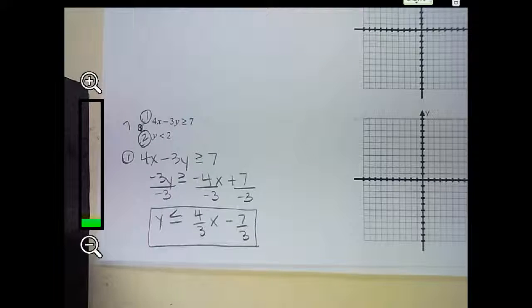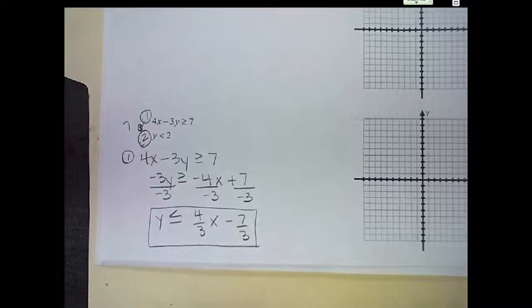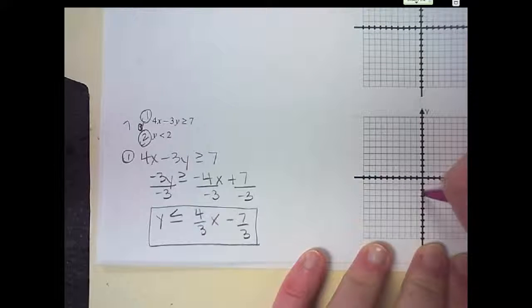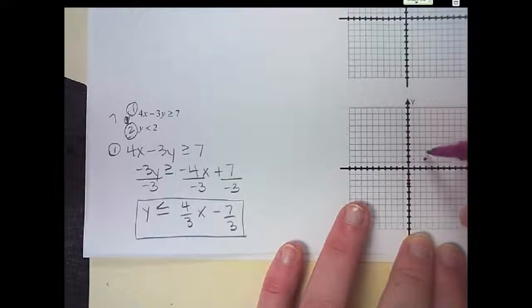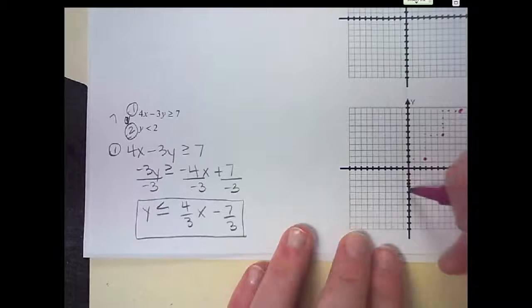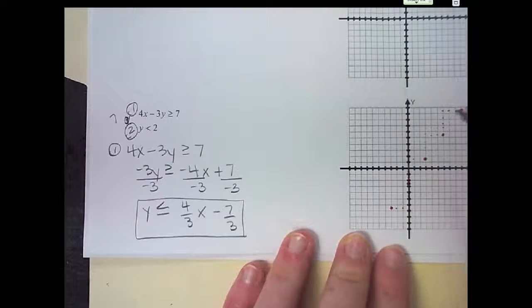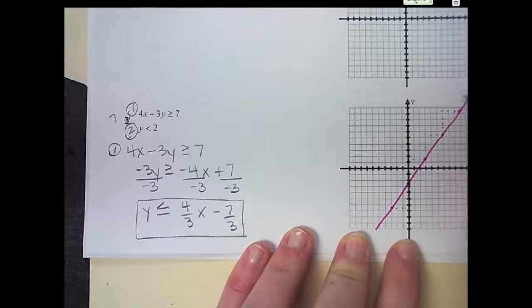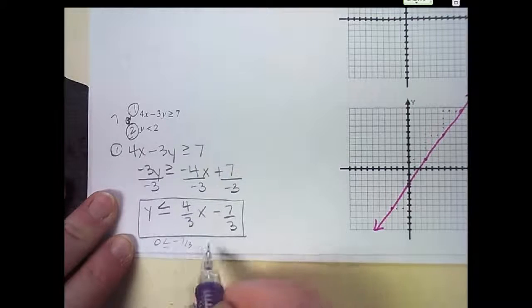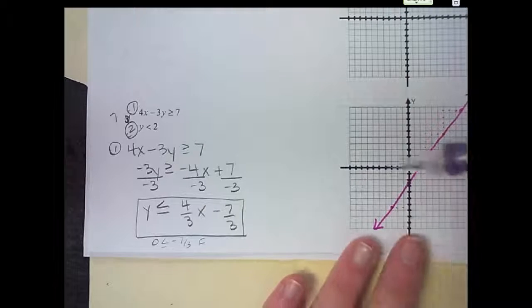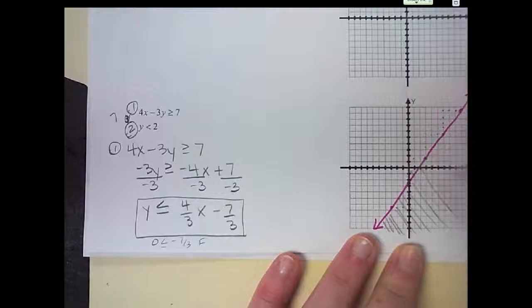So I got y is less than or equal to 4/3 x minus 7/3. Again, you can just estimate where that 7/3 goes. But it should be in between -2 and -3. It should be solid. And shaded below, or I guess I want to say below, this way. If you plug in 0, 0, it's false, so you shade to the other side.